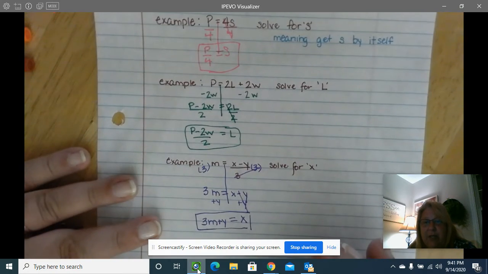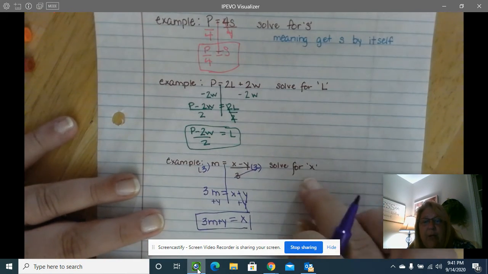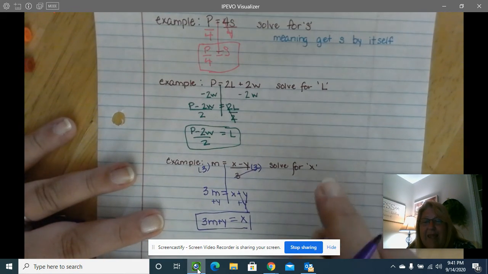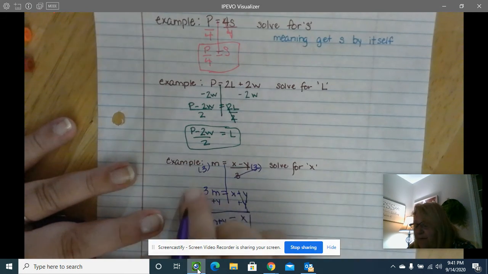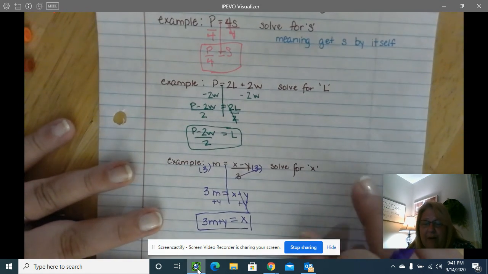So literal equations: look at the equation. Look at what it's asking you to solve for. That's what you want to get by itself. And you're just following the same steps we do with regular equations.